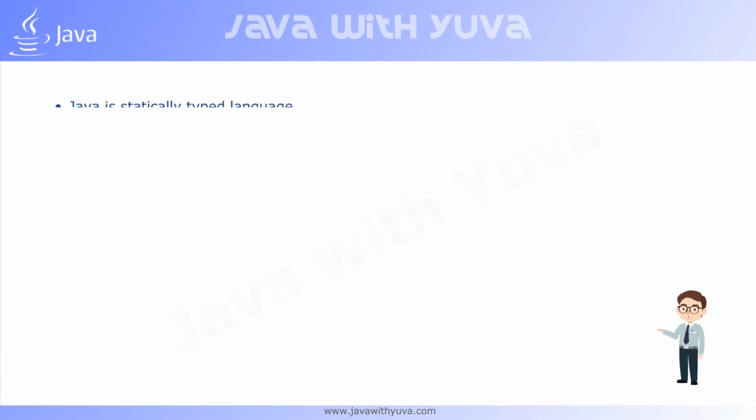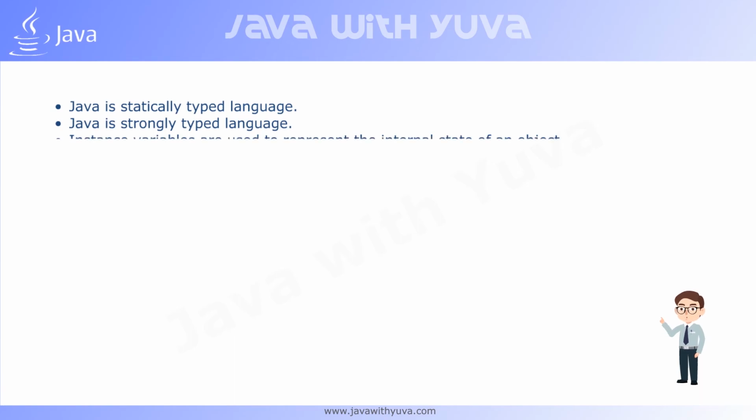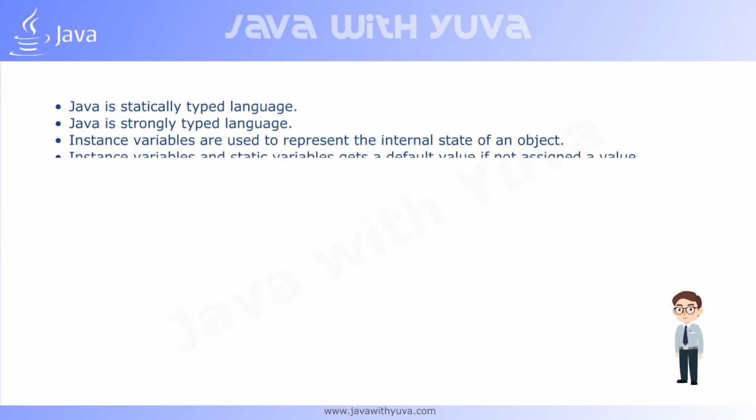Let's have a quick recap of what we learned in this video. Java is a statically-typed language. It means every variable has to be defined before it is used. Java is a strongly typed language. It means a variable must be declared with a data type, indicating what value it can store.